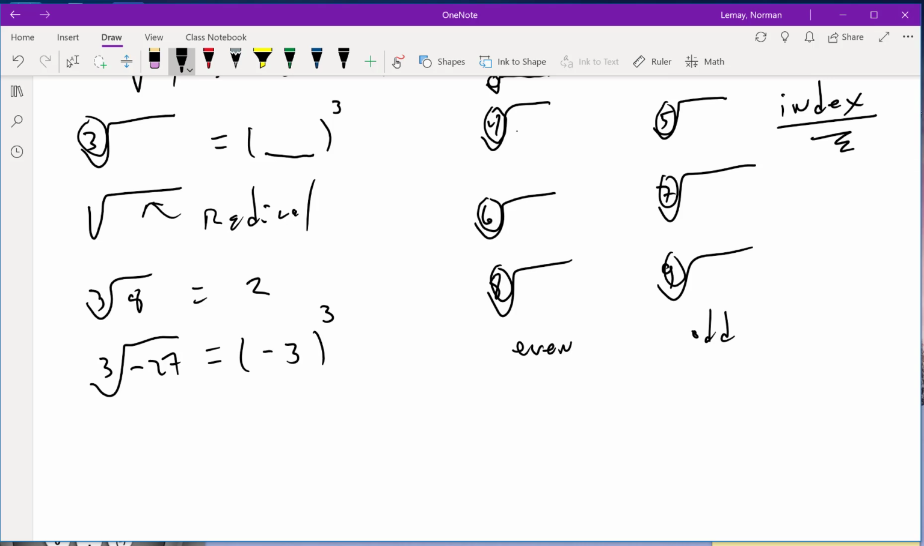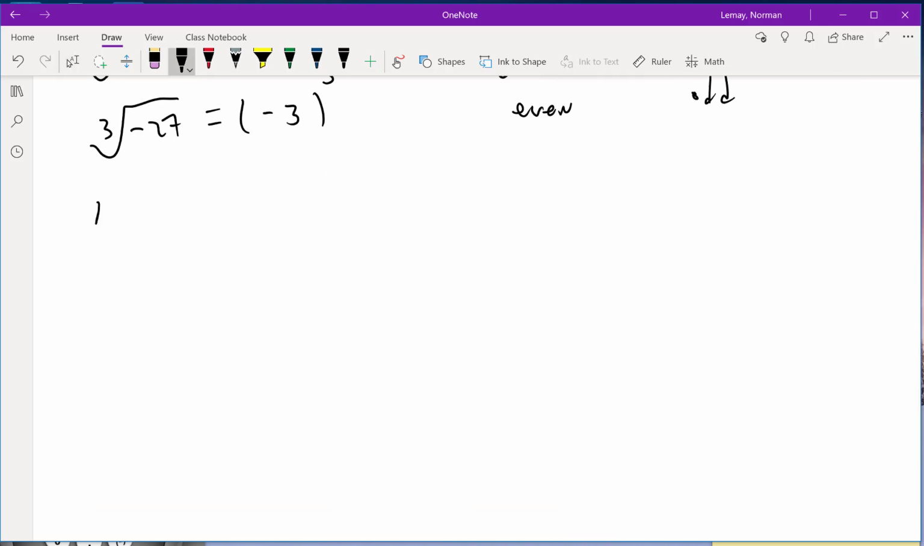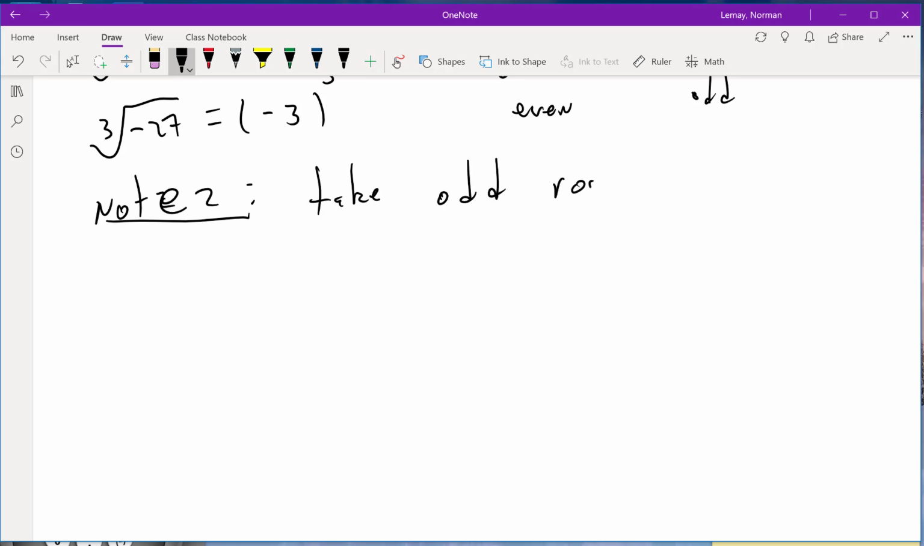So we do not take roots of negative numbers when the index is even, or in other words, we do not take even roots of negative numbers, but we can take odd roots of negative numbers. So note number 2: we can take odd roots of negative numbers.